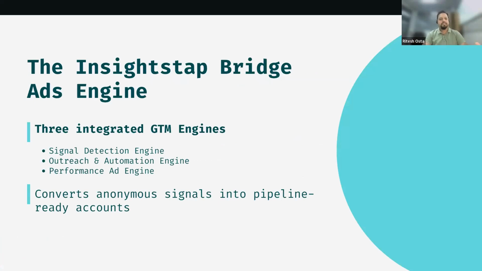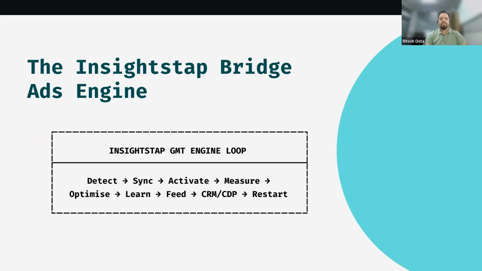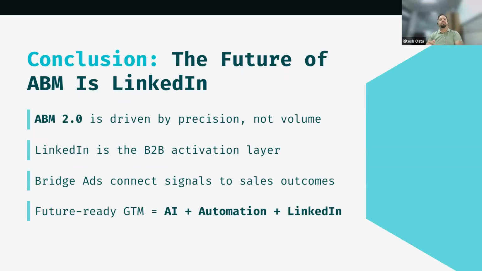So these are the integrated GTM engines. You've got to build a signal detection engine when it comes to bridge ads, an outreach and automation engine, and also a performance ad engine. So there are three engines. Detect the signal, do the outreach, create the engagement, push all the data back, and create an ad out of it, right? The idea is to convert anonymous signals into pipeline-ready accounts. That's the idea. Okay.